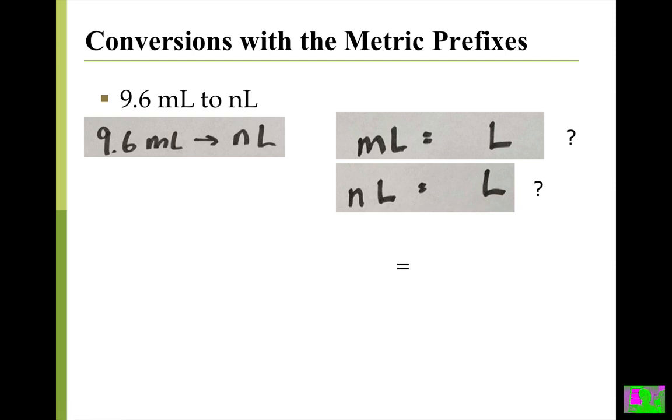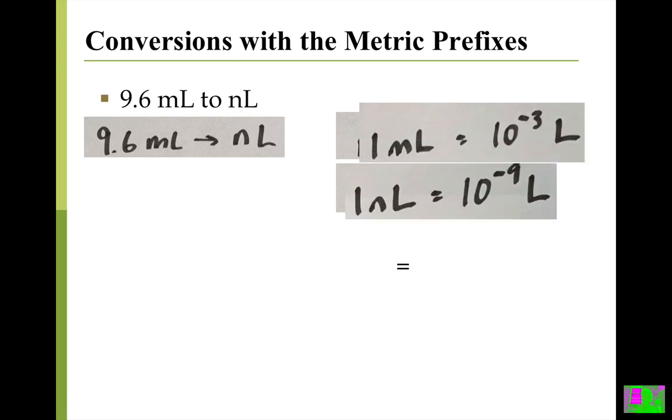I'm going to do the same thing I did on the previous slide. What does that milli mean? The milli, that little m right there, means 10 to the minus 3. So I have them on opposite sides of the equal sign. 1 milliliter equals 1,000th of a liter. Nano means 10 to the minus 9, or 1 trillionth. So 1 nanoliter equals 1 trillionth of a liter.